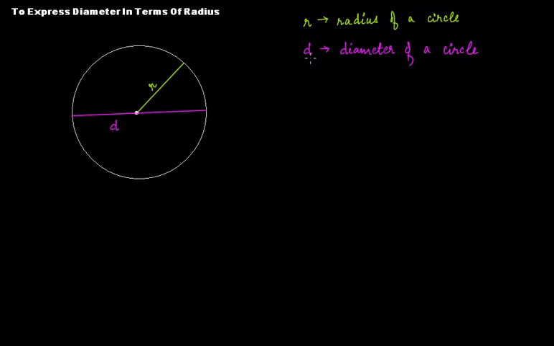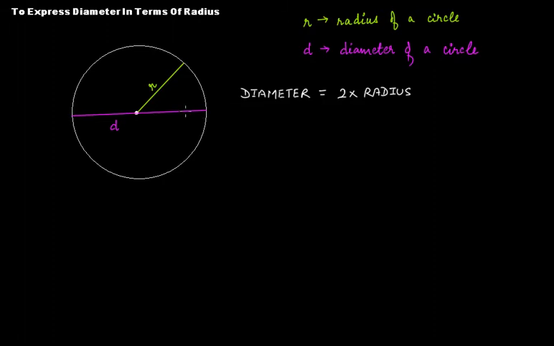Now, when we were learning geometry and discussing circles, we discussed that the diameter of any given circle is always twice the radius. And if you don't remember that, then let me remind you very quickly.